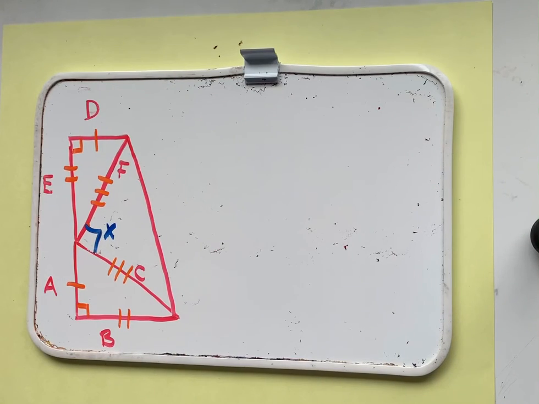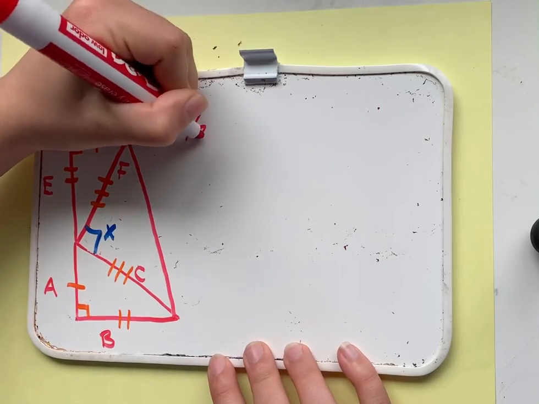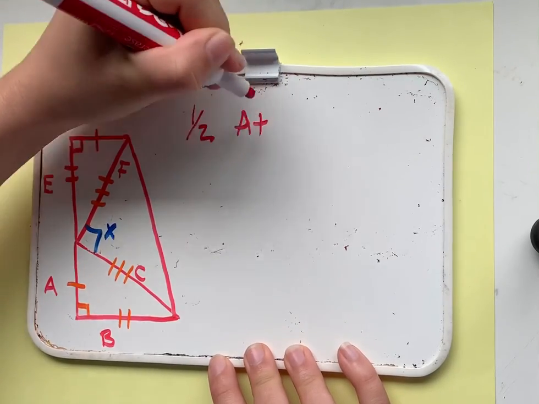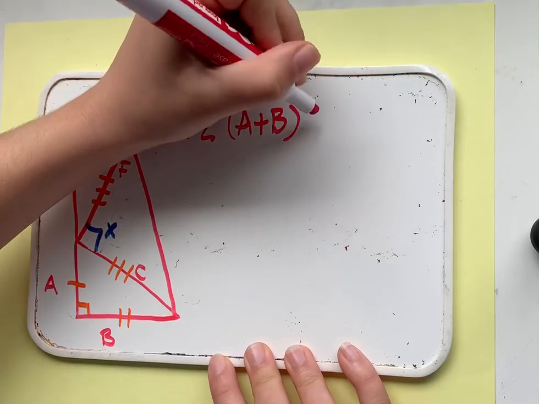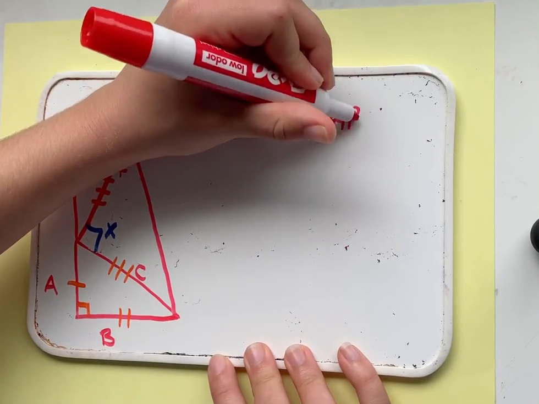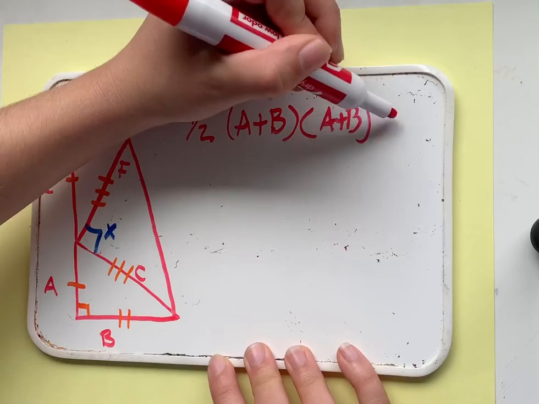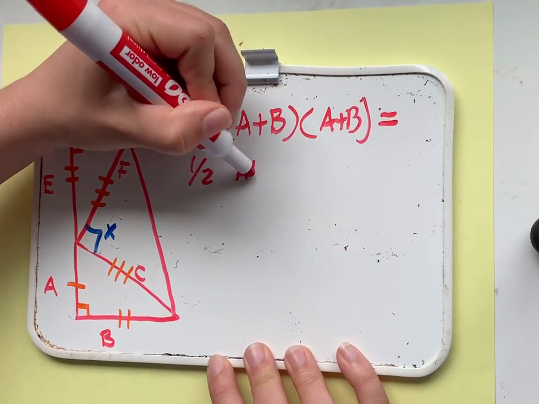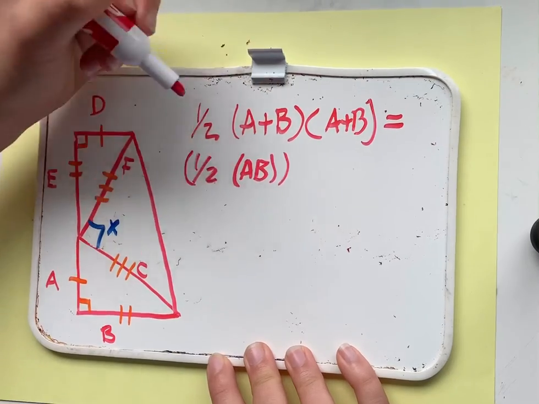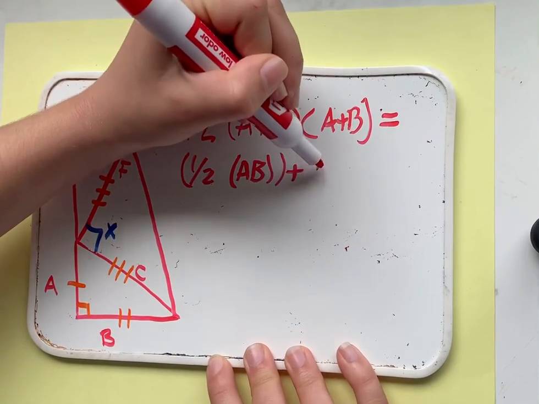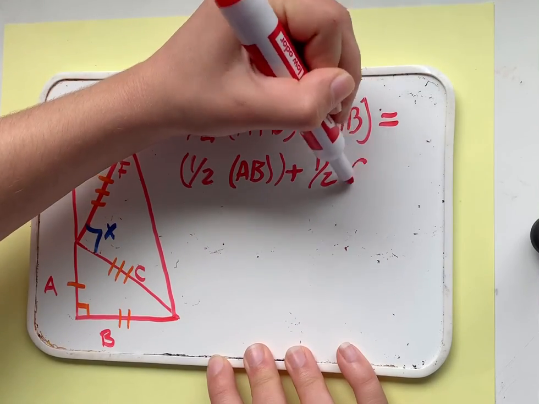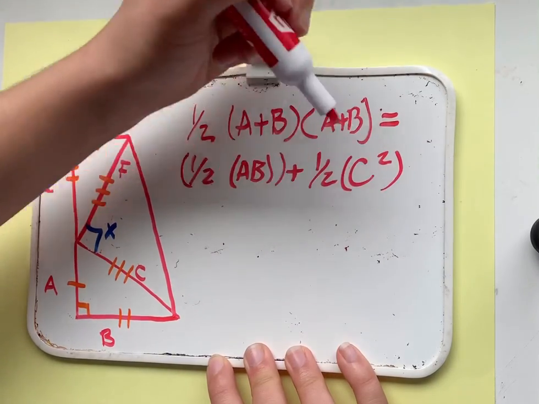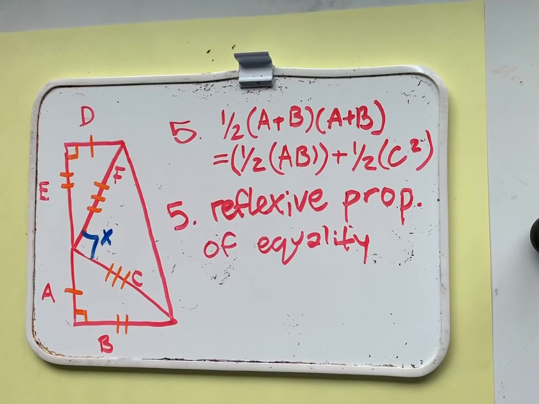In step 5, we're going to use an alternative to the formula in the last step and do 1/2 times a plus b times a plus b equals 1/2 times ab plus 1/2 times c squared. This is the reflexive property of equality.